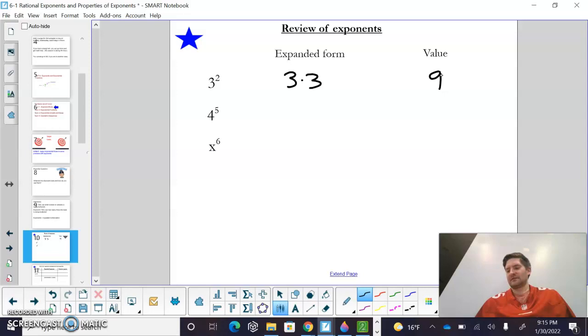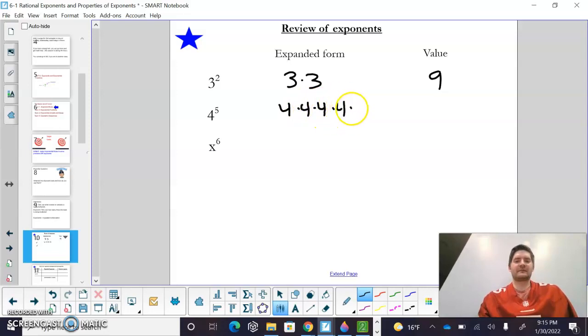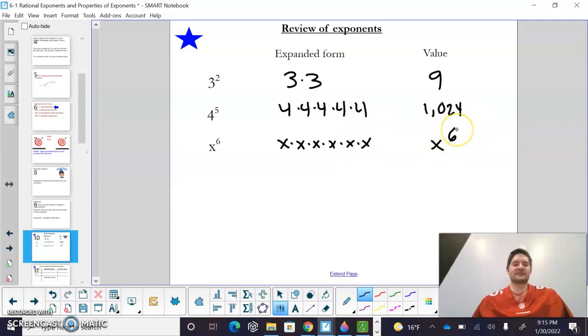The next one that we have here is 4 raised to the 5th power. That is telling us we are multiplying 4 5 times. That means we are at 1024. Then x is being multiplied 6 times. Our value again is just x to the 6, whatever that is.